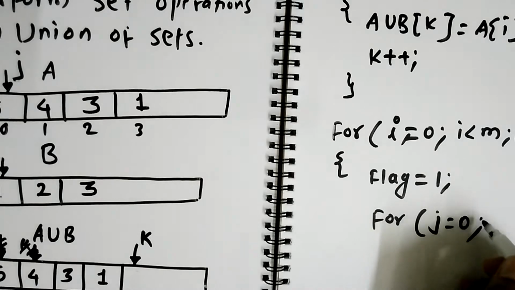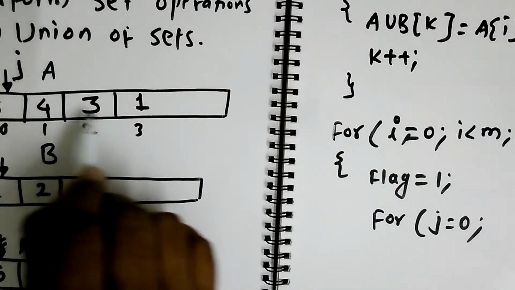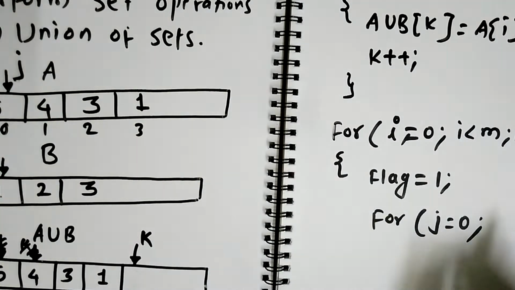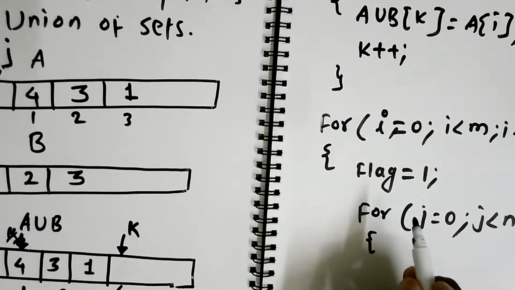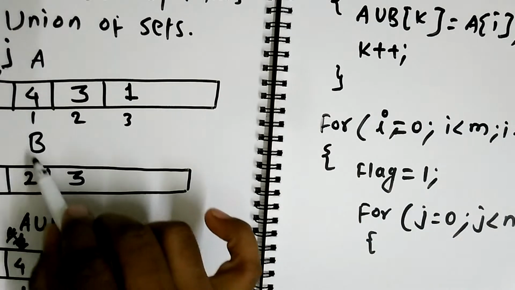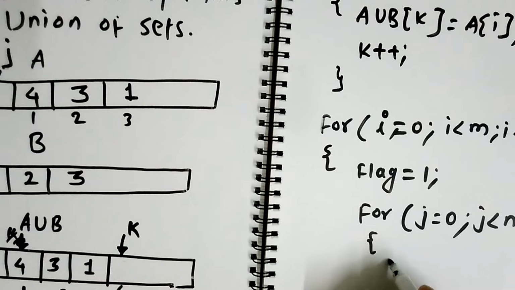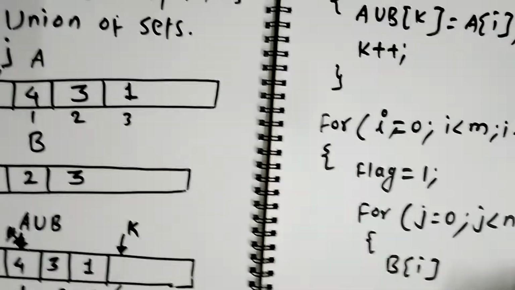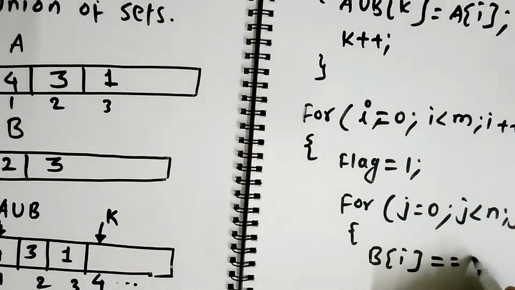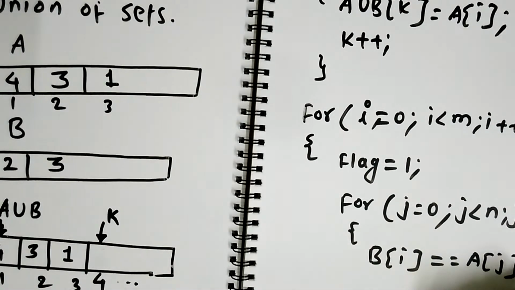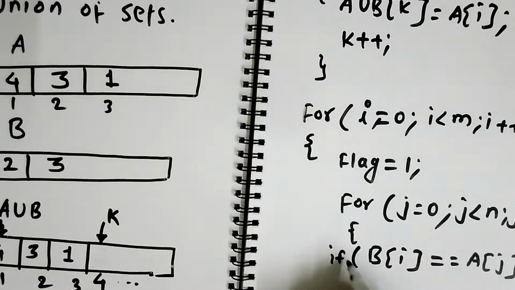Okay, so j is assigned 0. I'll continue checking through this array till the last position, so j is less than n, j plus plus, right? Now what I'm going to do is simply check whether the element of B is present in A. So I'm going to check: is B of I equal to A of J?